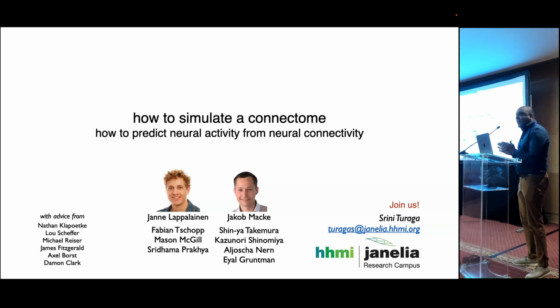This talk is about how to start with the wealth of connectomic data that we now have access to in the fruit fly and build models from that. And it's led by Jana Lapalainen, who's in the back over there, working with Jakob Anke, who's in the back over there. So the team is here for more questions.